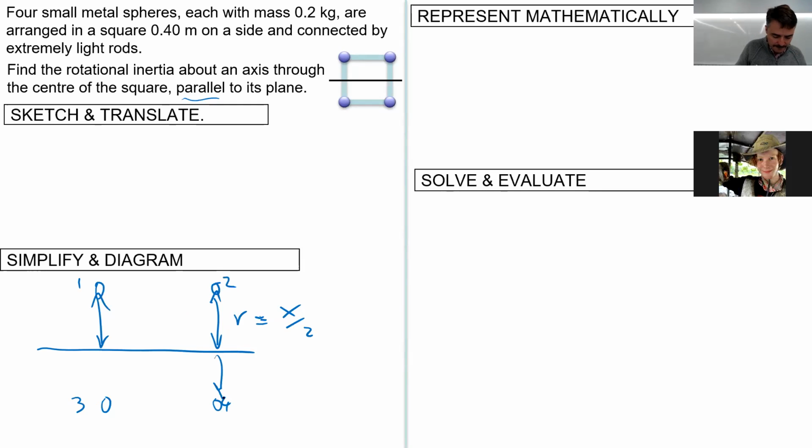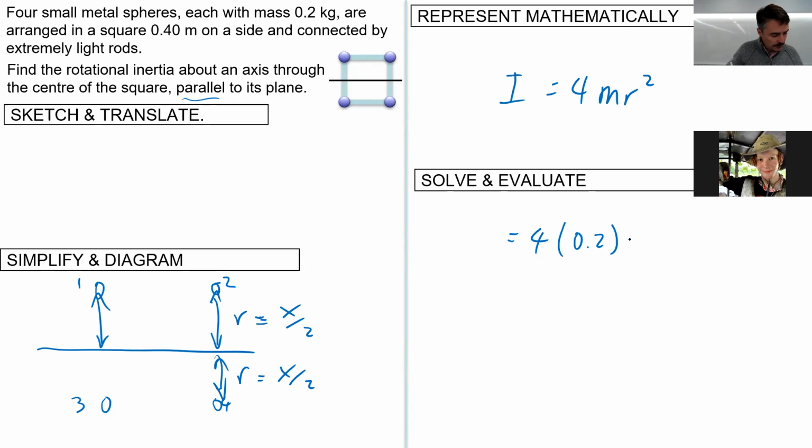Okay. It's the same sort of thing. I is equal to 4 times m times r squared. It's equal to 4 now times 0.2 times 0.2 squared. So 0.2 kilograms times 0.2. You get 0.032 kilograms meters squared.